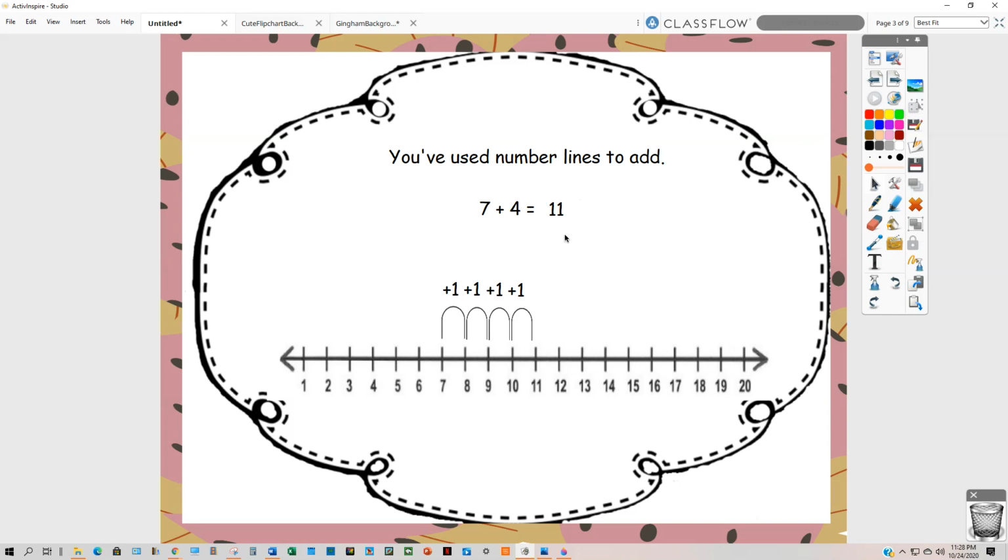Sum is the answer to an addition problem. We start at 7 in this problem, and we move ahead 4. I did it by jumps of 1, so that way you can see that 7 plus 4, 1, 2, 3, 4, equals 11. That is the sum to my addition problem.